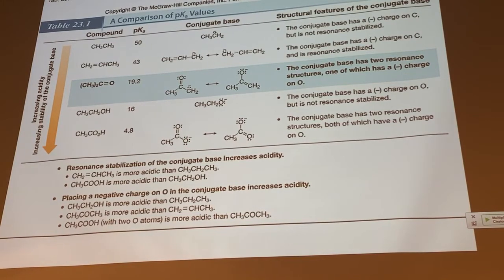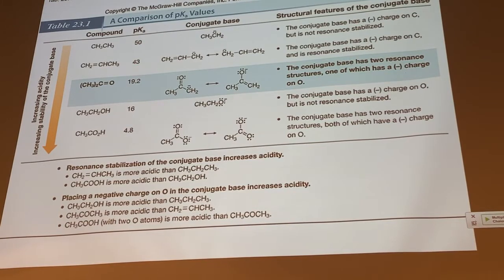And then the second thing you mentioned in your answer is that one of the resonance structures has the negative charge on an oxygen. Whereas if we look at propene and the conjugate base of propene, both of the resonance structures have negative charges on carbon. So you're sharing the negative charge between 2 carbons, whereas with an enolate, you're sharing the negative charge between a carbon and an oxygen. And so that's more favorable, and therefore acetone is more acidic than propene.